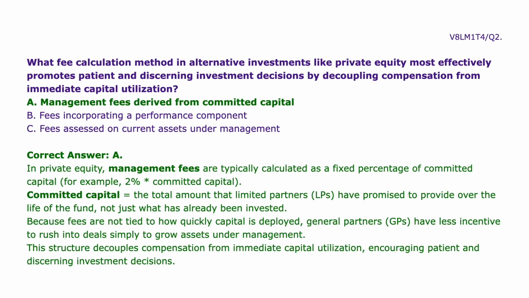Fees based on current assets under management push managers to invest quickly to grow the fee base. Performance fees, the carried interest, reward good returns but come after a hurdle rate and do not directly address patience in capital use. The key is decoupling pay from immediate capital deployment. Committed capital does this best. Correct answer is A.